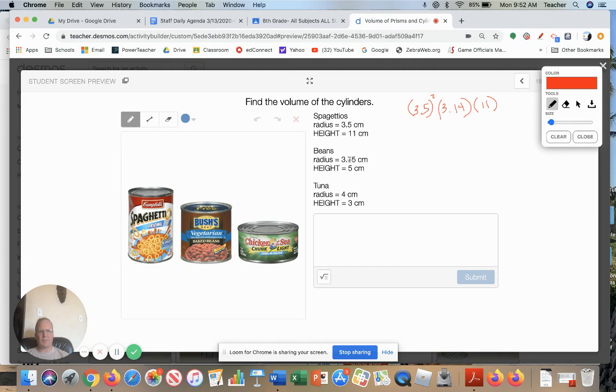That's SpaghettiOs. Beans, 3.75 squared, put that in the calculator, times 3.14 times 5. Okay, put that here for beans. And tuna, 4 squared, that's the radius squared, times pi times the height. Okay, and that's going to be for tuna.